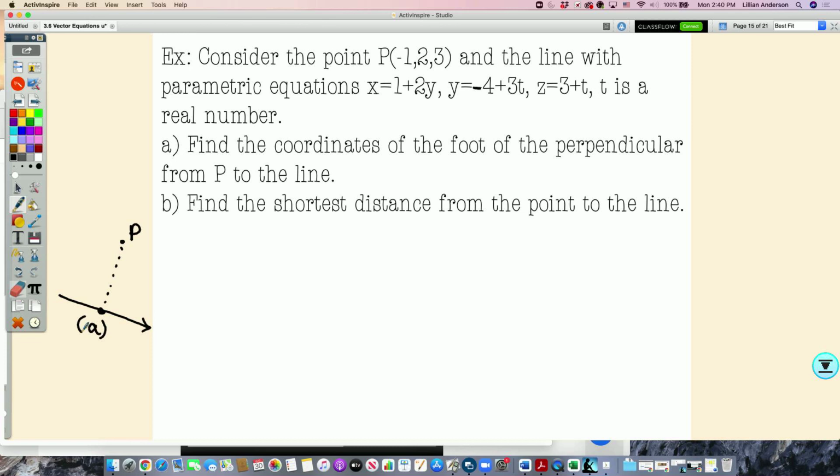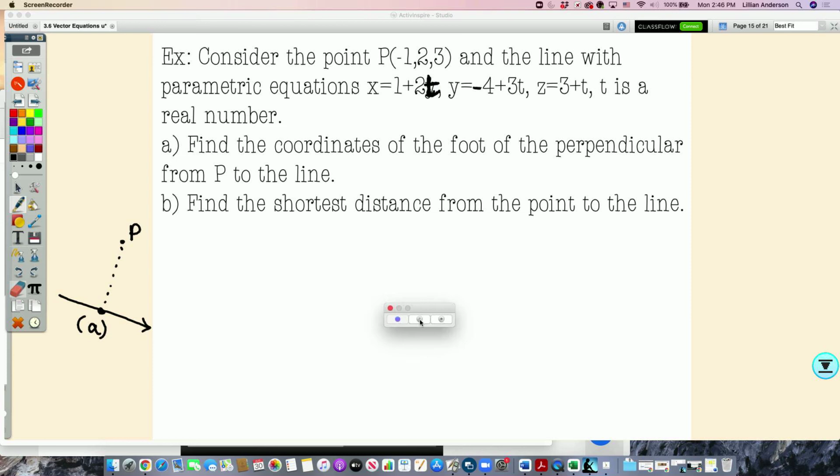And then part B is actually asking you to figure out the distance. So essentially, the same thing that we just did. See if you can do it on your own. This is supposed to be a t. Let me catch all my typos this time.